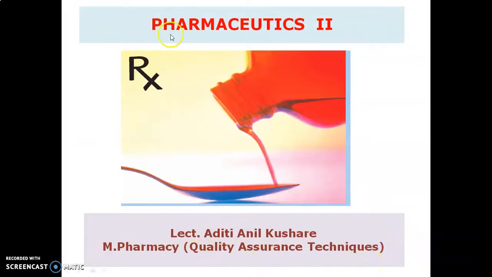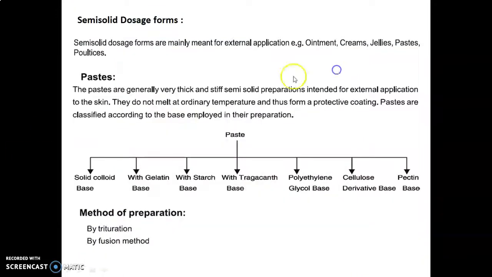Today we will discuss the experiments from pharmaceutics two. So we will discuss the semi-solid dosage forms. Semi-solid dosage forms are mainly meant for external application, for example, ointments, creams, jellies, pastes, poultices. In that, we will discuss the pastes.